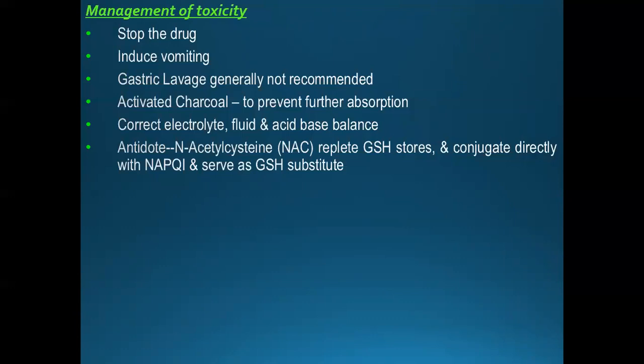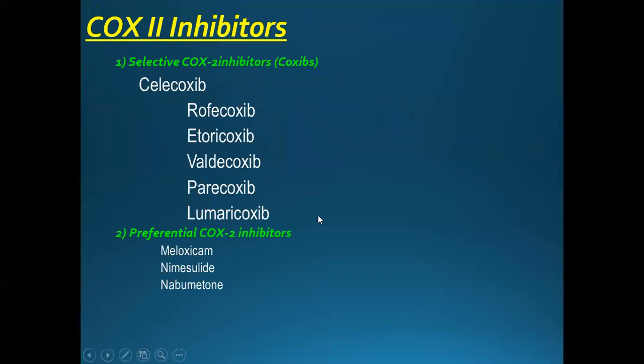This replenishes the depleted GSH stores and conjugates directly with the toxic metabolite. This NAPQI is the toxic metabolite, and N-acetylcysteine serves as a GSH substitute. So the stores are replaced by this antidote. This antidote can help to reverse the toxicity.